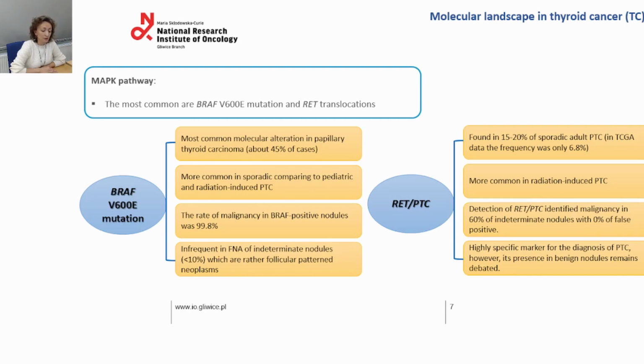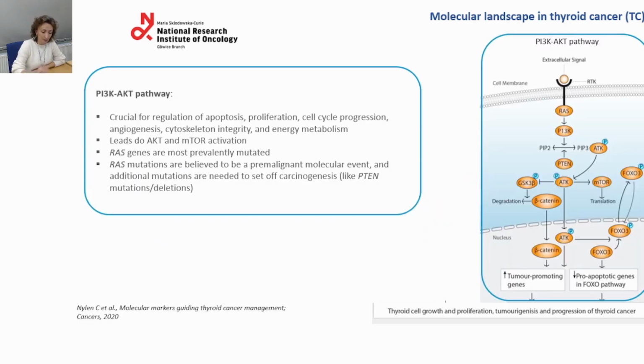However, this genetic alteration is infrequent in indeterminate nodules, which are rather follicular patterned neoplasms, and this frequency is below 10%. When it comes to RET/PTC rearrangements, these are more common in radiation-induced PTCs, and detection of RET/PTC identified malignancy in about 60% of indeterminate nodules. However, you must remember that the presence of these alterations in benign nodules still remains debated.